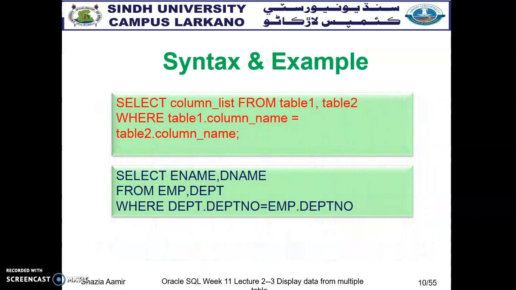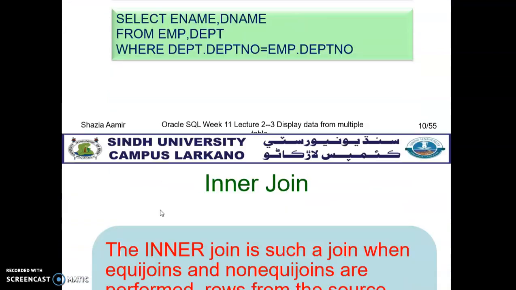Here we have the syntax and an example that selects column names from employee table 1 and table 2, separated by a comma, and then a where clause is applied, where the columns must be matched. Here we have a query. You can try this using Apex software.